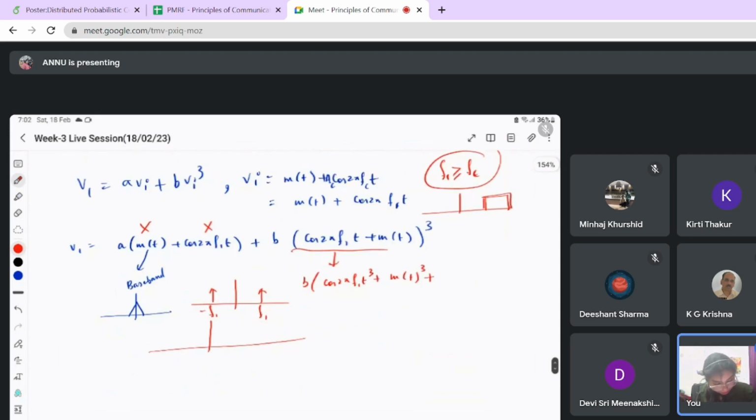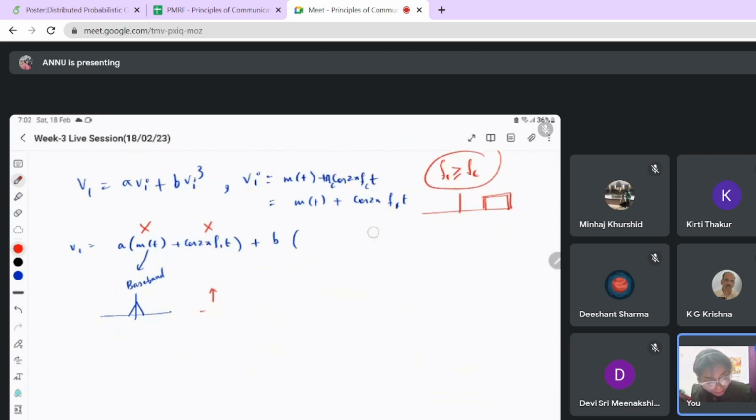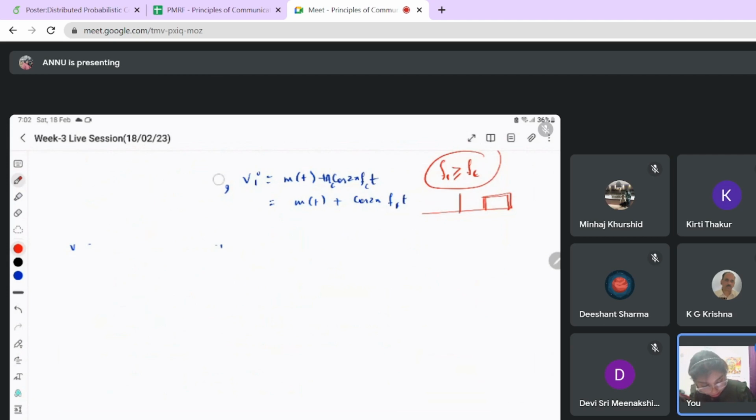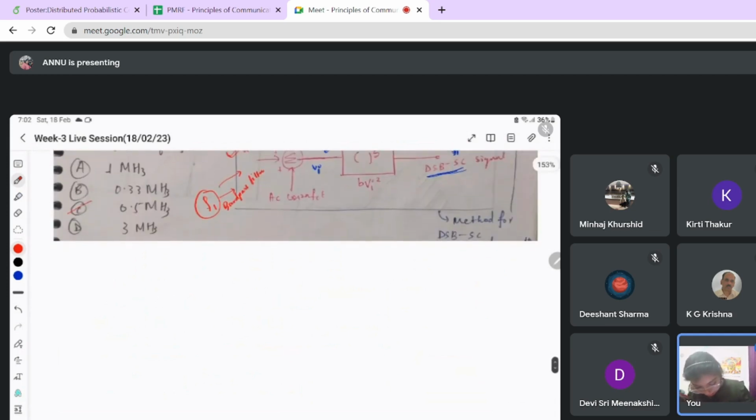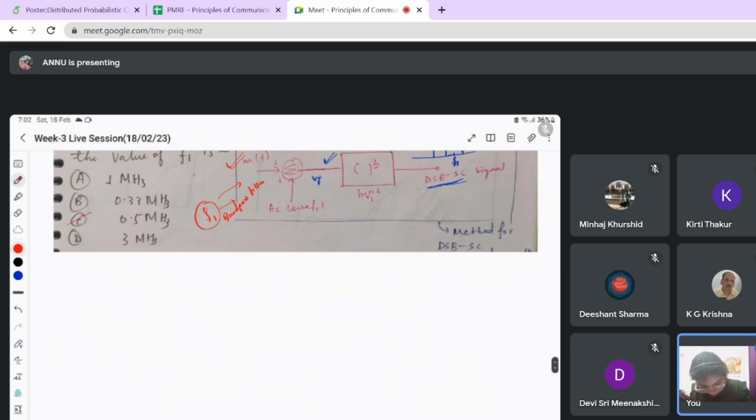First of all, let us remove this. I was telling about the method to generate DSBSC. Just multiply and you can get it, but you will have a proper AM signal. Then after that, you have to get a DSBSC signal. So I will solve this question here. Question solving is very important. So I'll again draw this diagram.